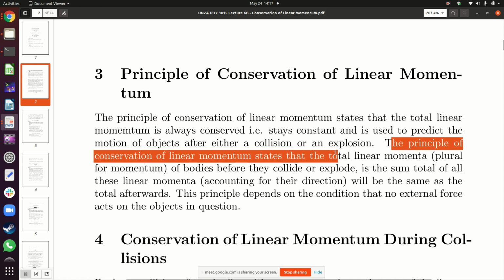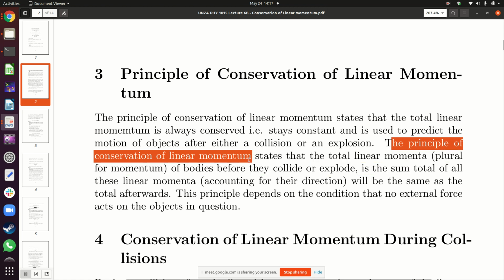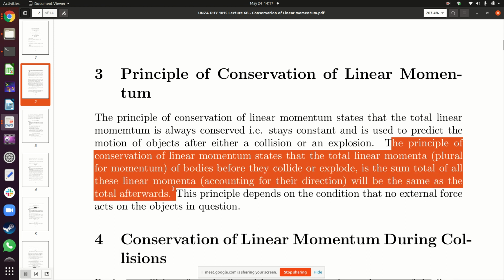The principle of conservation of linear momentum states that the sum of the linear momenta of bodies before they collide or explode will be the same afterwards. So to work out the total linear momentum, you need to work out the momentum of each and every body before the event, a collision or an explosion. Then you add these momenta to find the sum. The sum of the linear momenta before the collision and just after the collision has to be the same.